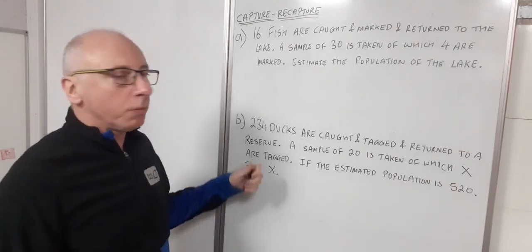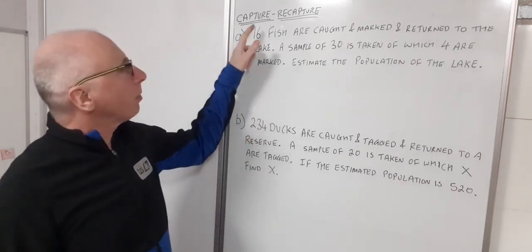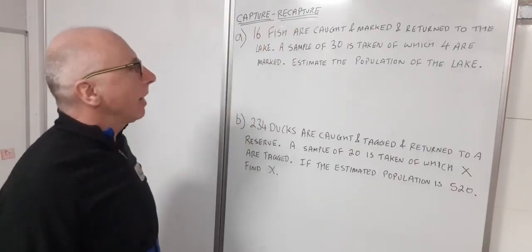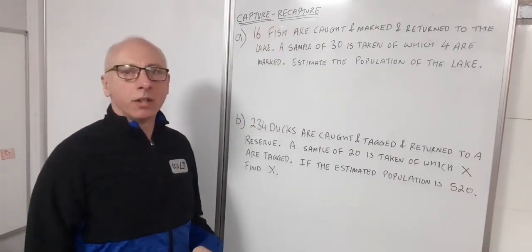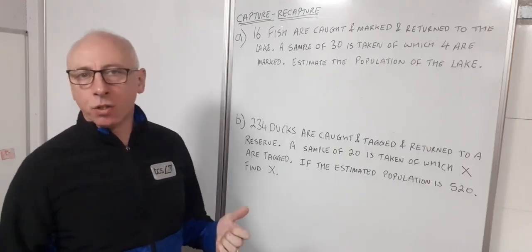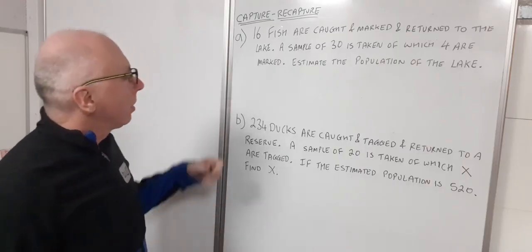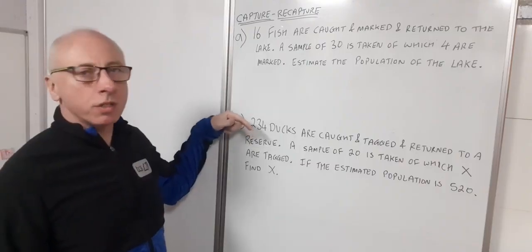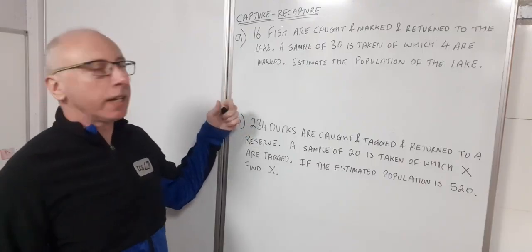So in this video here, we're going to look at a method in statistics called capture and recapture. And it's a way of trying to estimate the number of animals in a particular reserve or a lake or some sort of situation which you have. So here I've got two examples of questions to try and show us how we use this technique.